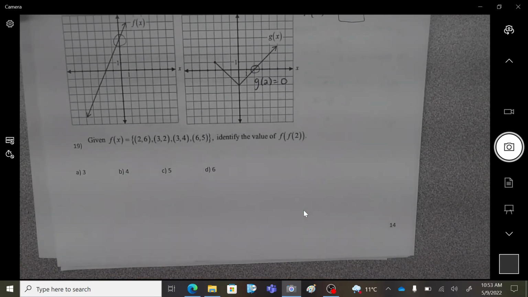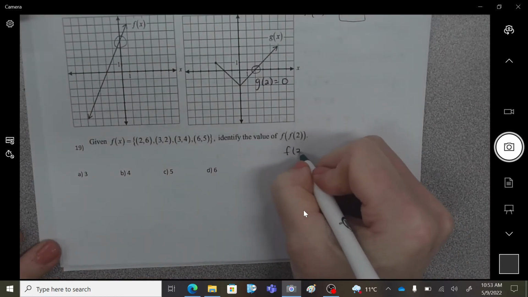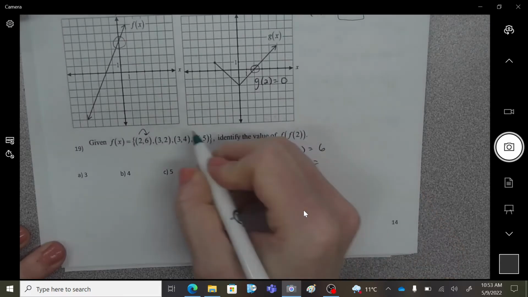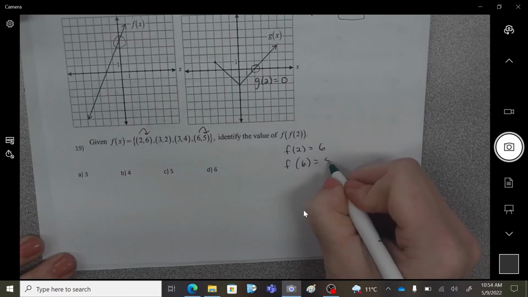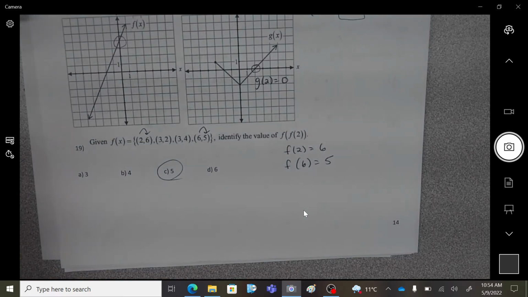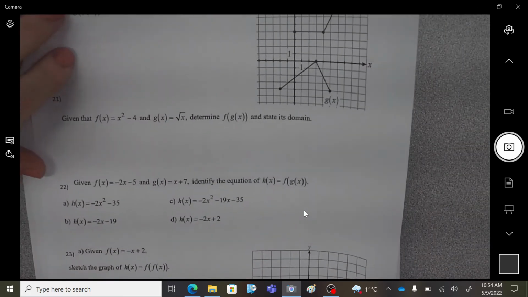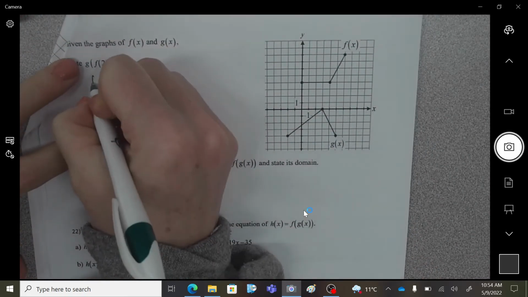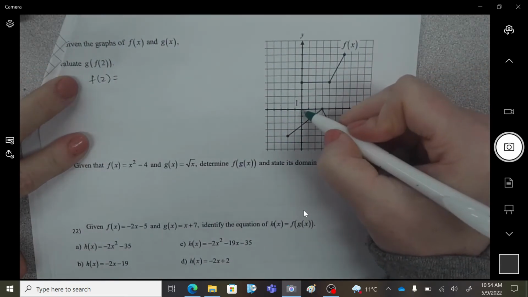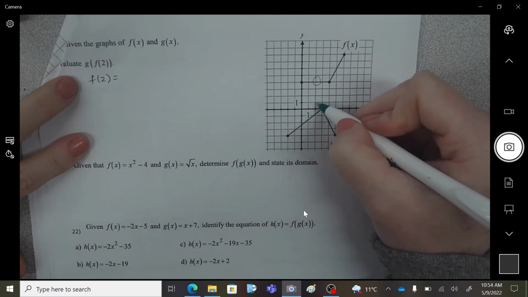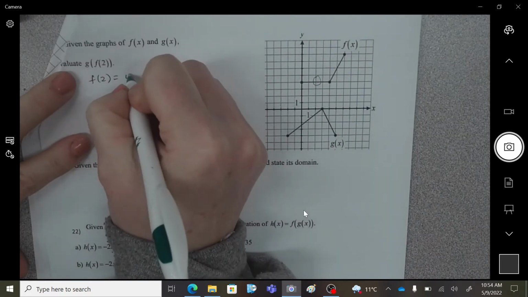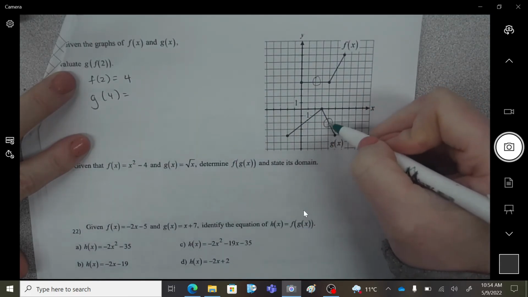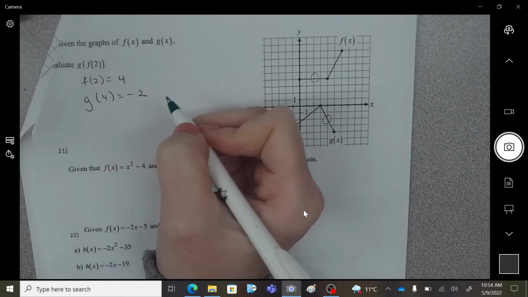Number 19, identify f of 2. So f of 2 would equal 6, and now f of 6 equals 5. Given the graphs of f and g, determine g of f of 2. So first f of 2, so 1, 2, right here, the height is 1, 2, 3, 4. The g of 4, so 1, 2, 3, 4, now I'm looking there, and the height is -2.